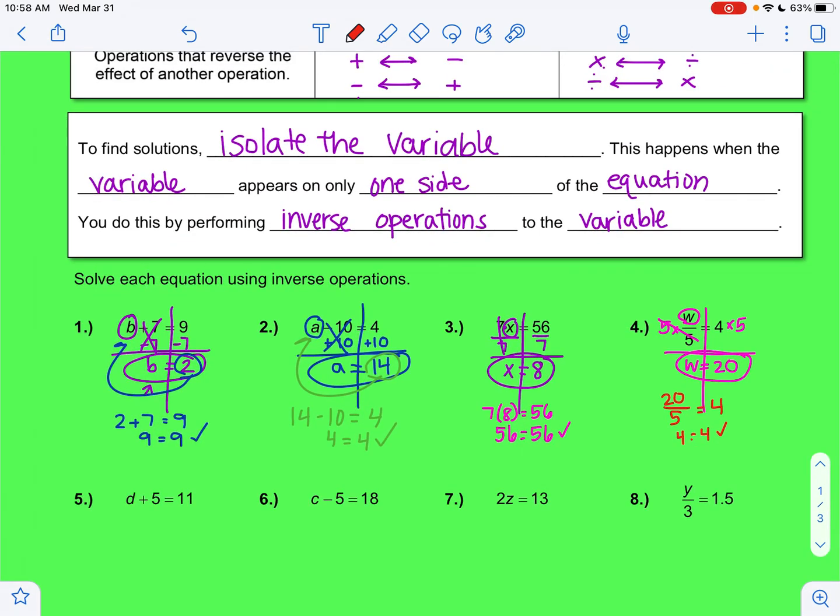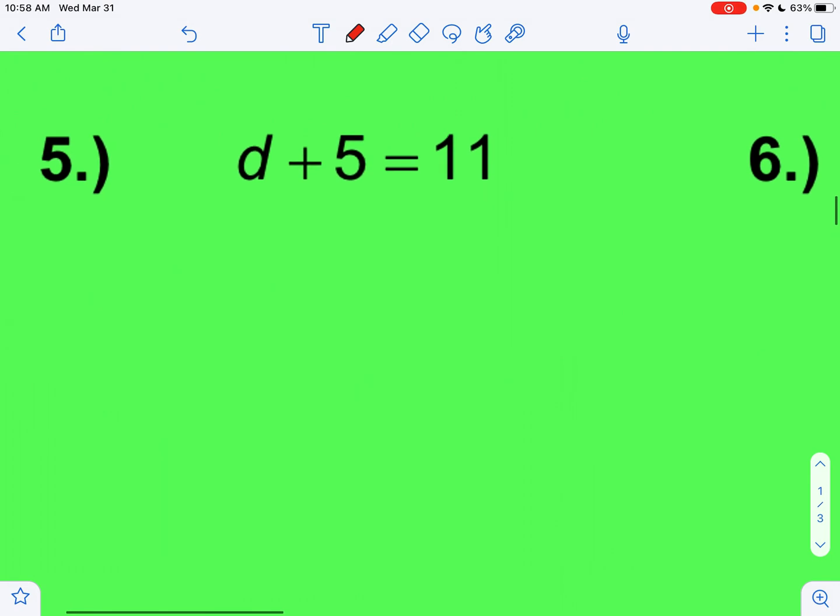Alright, so those are the types of problems that you will see. I would like you to try to do 5 through 8 on your own. It's just like 1 through 4, and then come back and check your work. I'm not going to go through them super in-depth because 1 through 4 is the exact same thing. Alright, so pause the video and come back.